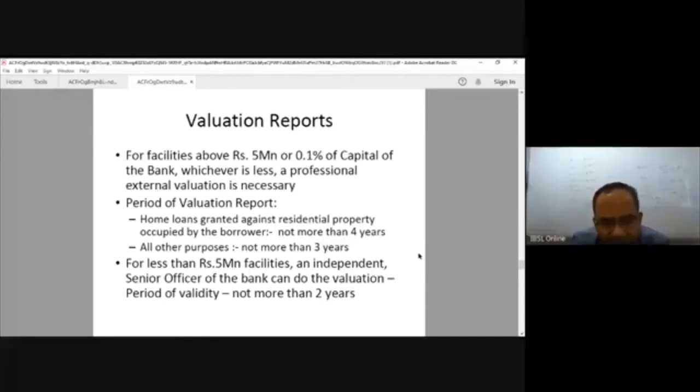So for less than 5 million, an independent senior officer of the bank can do the valuation, right? For that, of course, not more than 2 years. Like, you are in the credit department, we can ask a senior officer from another department of the bank to look at it and provide a value. That's for less than 5 million. That's acceptable. But that has to be revalued. The valuation has to be reviewed after 2 years. So the maximum period is 2 years only.